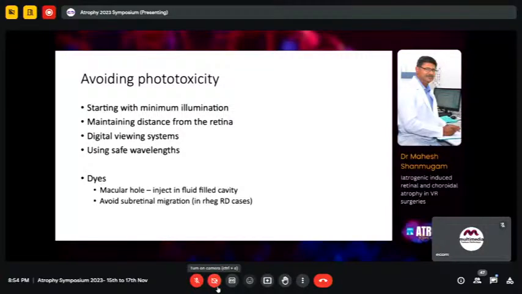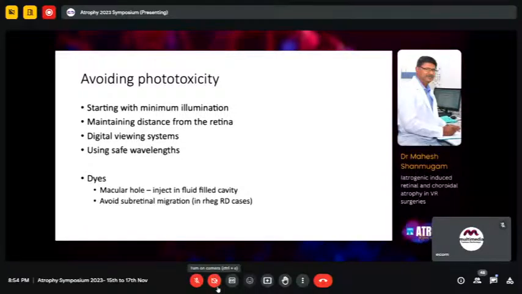You can keep the light pipe away from the retina, particularly when performing macula surgeries. And even if you were to take it closer, we can limit the duration of the light exposure to the retina, pull it back consciously, and then go back and perform the surgery.